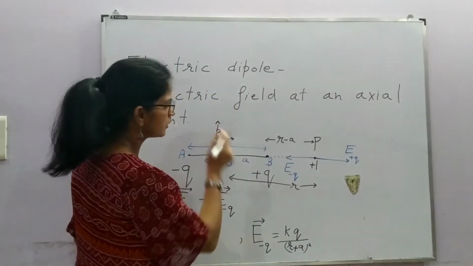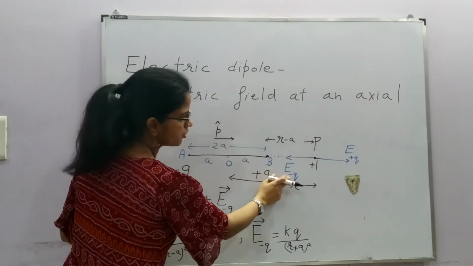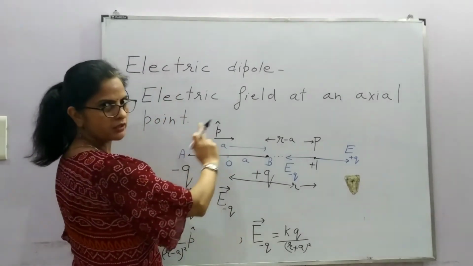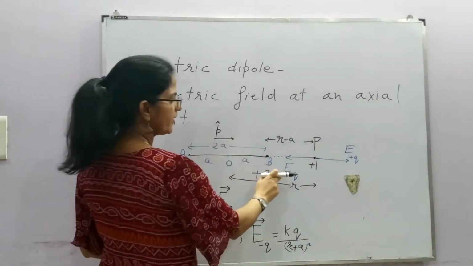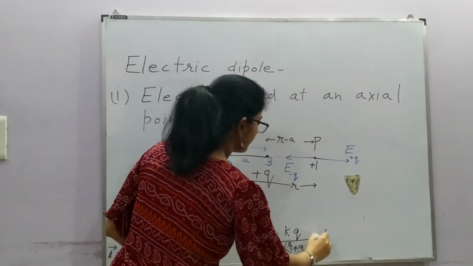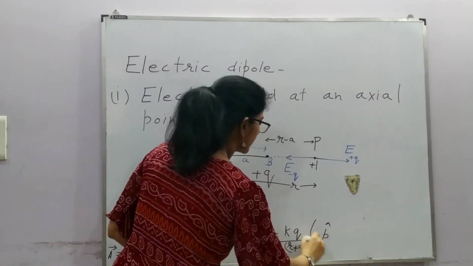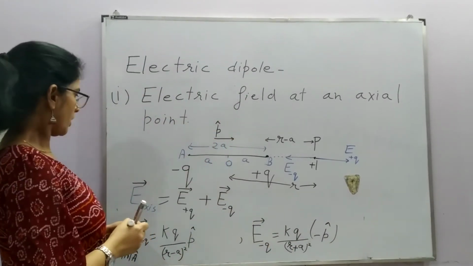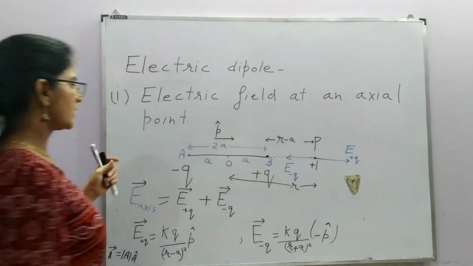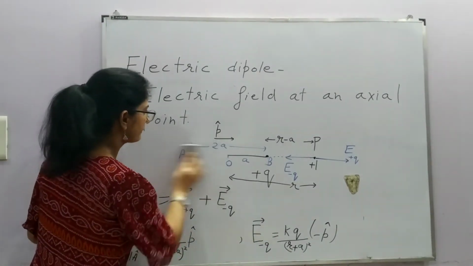Let's see the direction. The electric field due to minus q charge is along the left side and the p cap vector is on the right side. So how will I represent the direction of E due to minus q? This will be minus p cap. I hope it is clear. So let's rub the diagram. Now only the mathematical calculation is left.